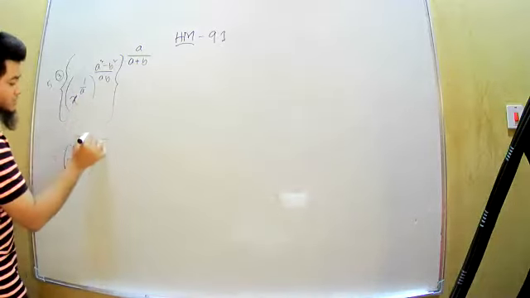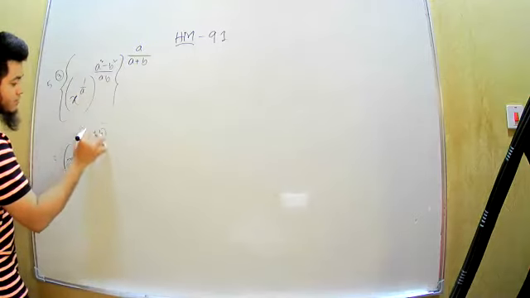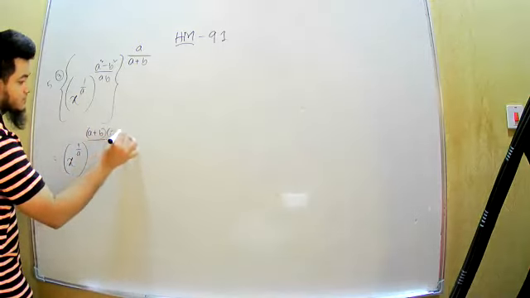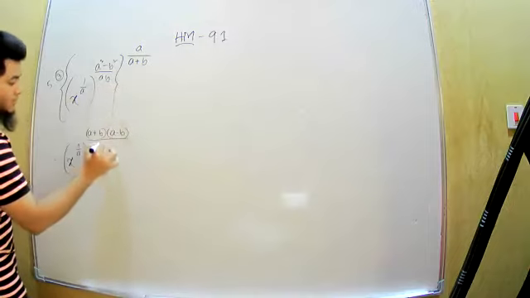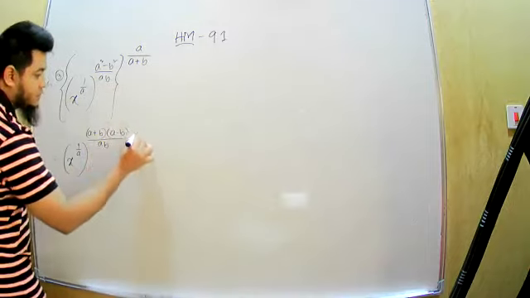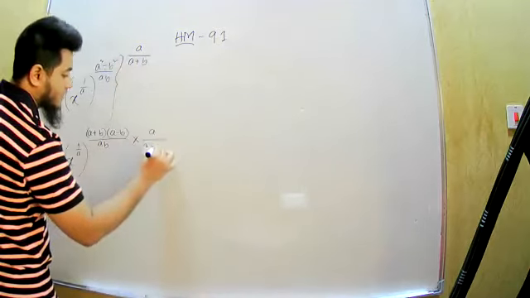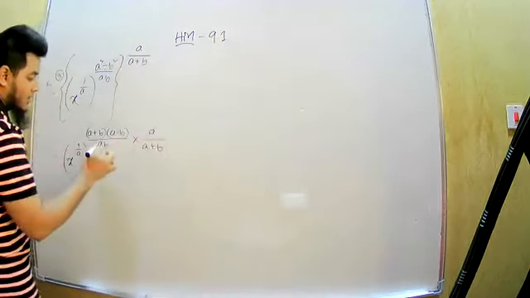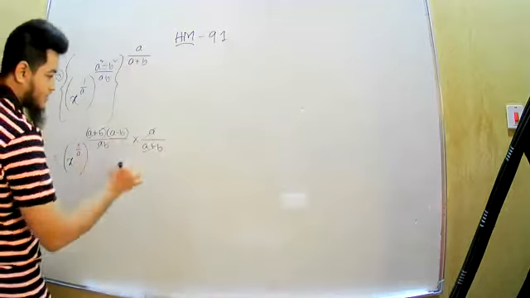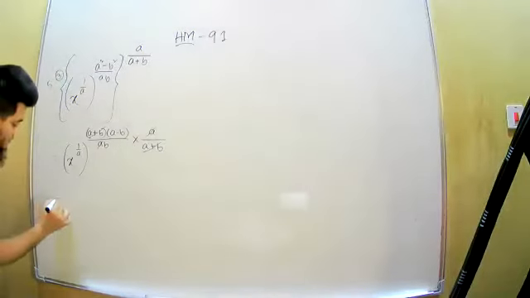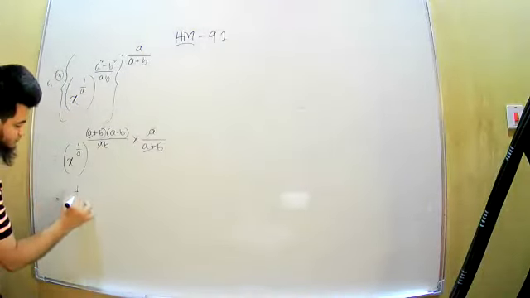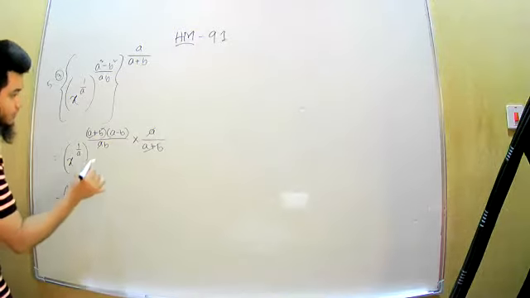a square minus b square can be written in the form (a plus b) into (a minus b) divided by ab, into this one will be multiplied. So a by a plus b. So a and a will get cancelled. a plus b will get cancelled. So then we will have, Sir, a minus b.